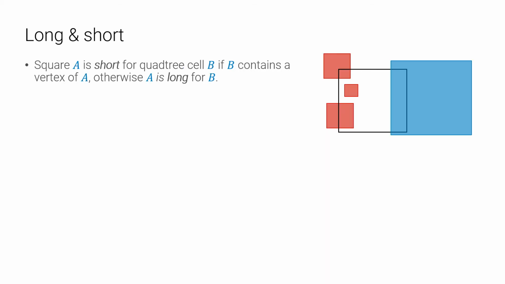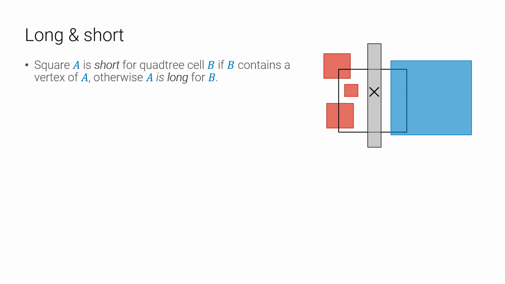In particular, we'll classify squares intersecting a quad tree cell to be either long or short. We'll say that a square A is called short for a quad tree cell B if B contains a vertex of A, and otherwise A is long. In the example on the right, the short squares are red and the long square is blue.